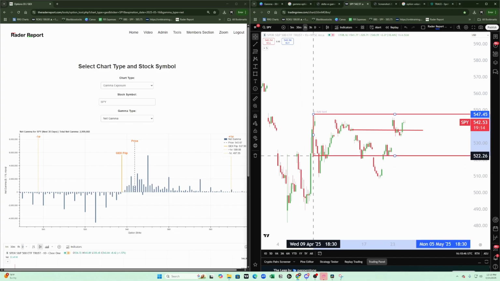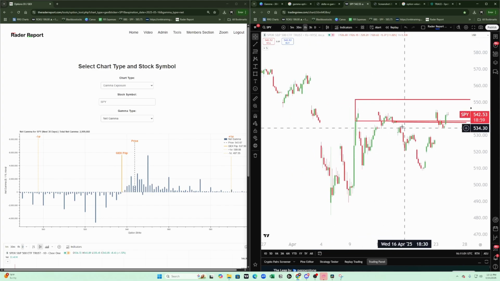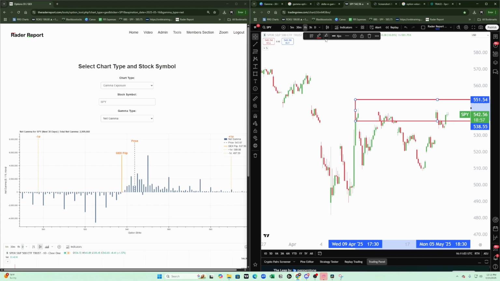So 542, I'm going to take my tool here and go to 542 right around here, and maybe we could even go to 539. So let's just do that. So 539 to 542, all the way up to 550. This right here is a massive positive gamma zone.